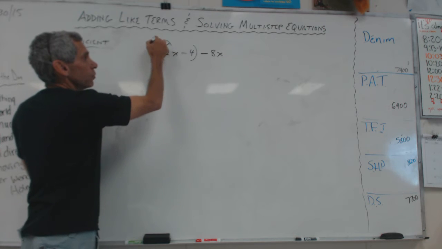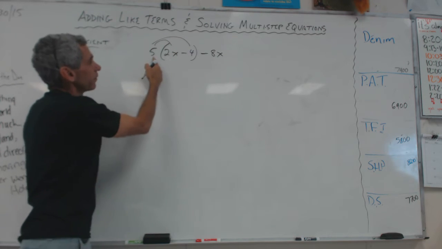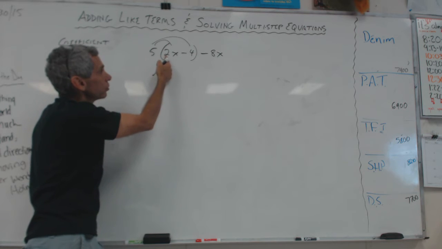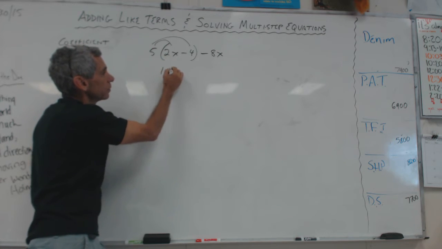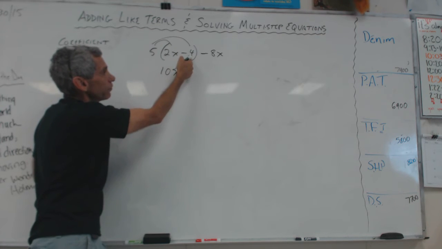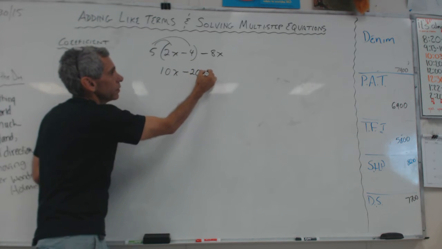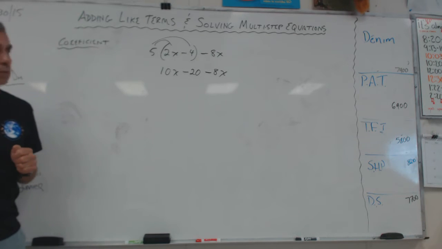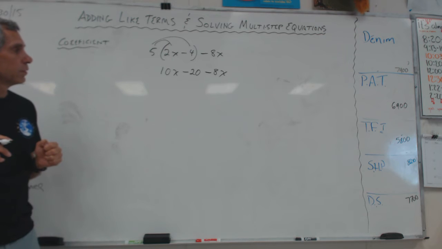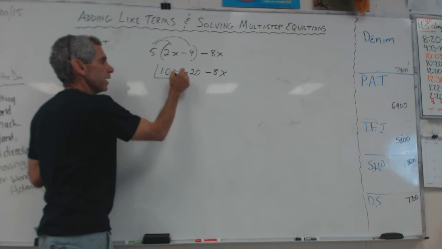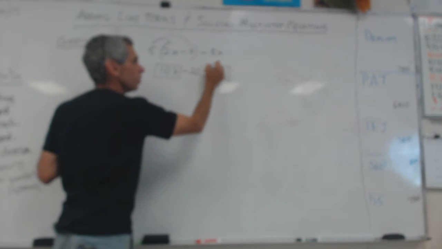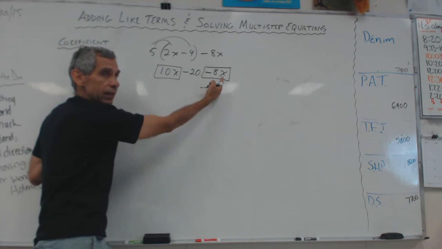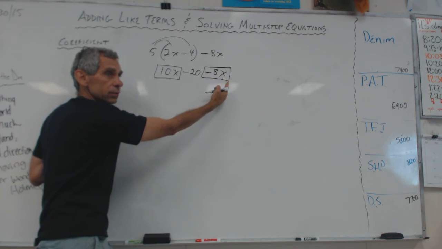So yeah, I'd have to do my distributive property. 5 times 2, parenthesis always needs times, right? 5 times 2 is 10, 10x. Minus 5 times 4 is 20. Minus 8x. Am I done? No. Now you can simplify minus 8x and 10x. They're like terms, right? So I can go 10x minus 8x. What's 10x minus 8x? 2x.